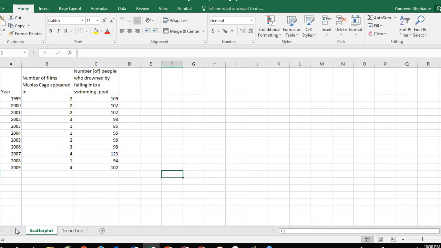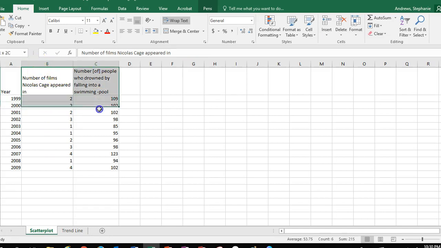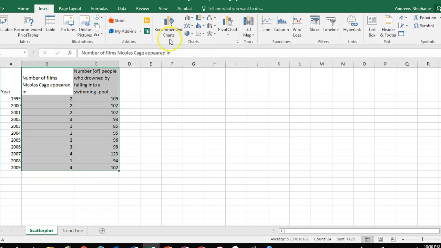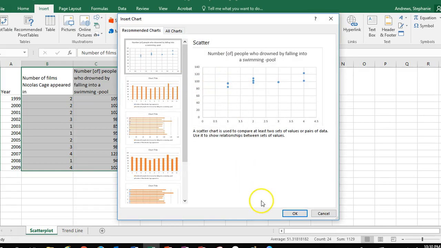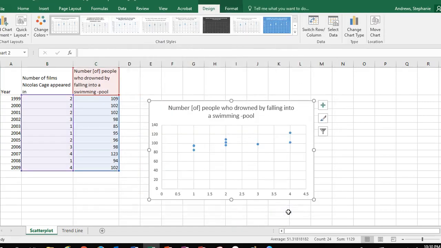So here's a spreadsheet as we discussed earlier. The year is in column A, the number of films for Nicolas Cage in B, and in C, the number of people who drowned, and it all goes with that year. So it's asking us to create a scatter plot. And so I'm going to grab both of these columns, and I'm going to hit Insert and Scatter. And we get this with an interesting title and no titles on the sides.